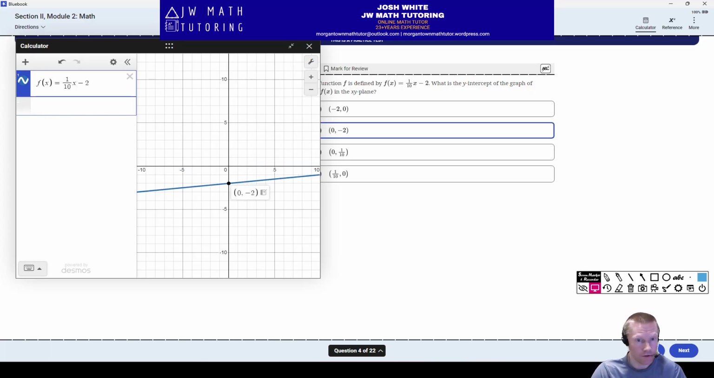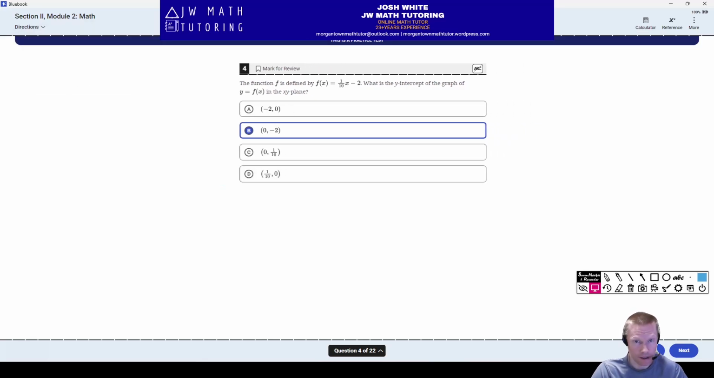And then you could just find the y-intercept point on the graph here, (0, -2), and get it that way. But anyways, regardless of whichever method you choose, the correct answer is B.